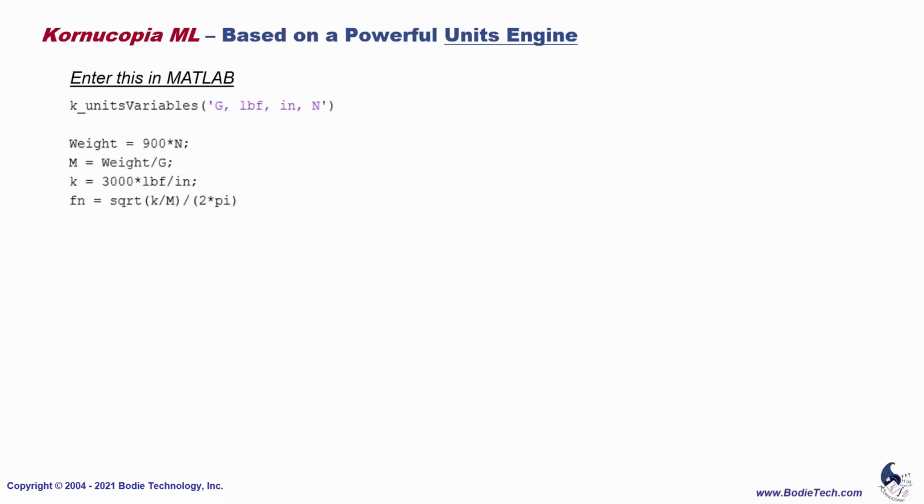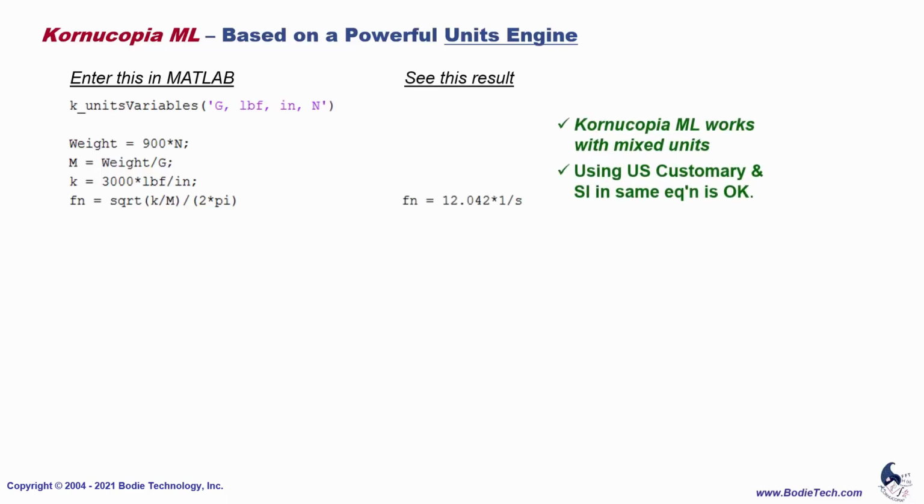Kornucopia ML is based on a powerful units engine. So if you enter equations like this in MATLAB, where we're defining a weight, converting it to a mass, and then defining a stiffness, and ultimately computing a natural frequency, where we've used mixed units in this calculation, Kornucopia will handle all that and produce a natural frequency as shown, where it's clear that Kornucopia works well with mixed units, including combining things like US customary or SI in the same equation.